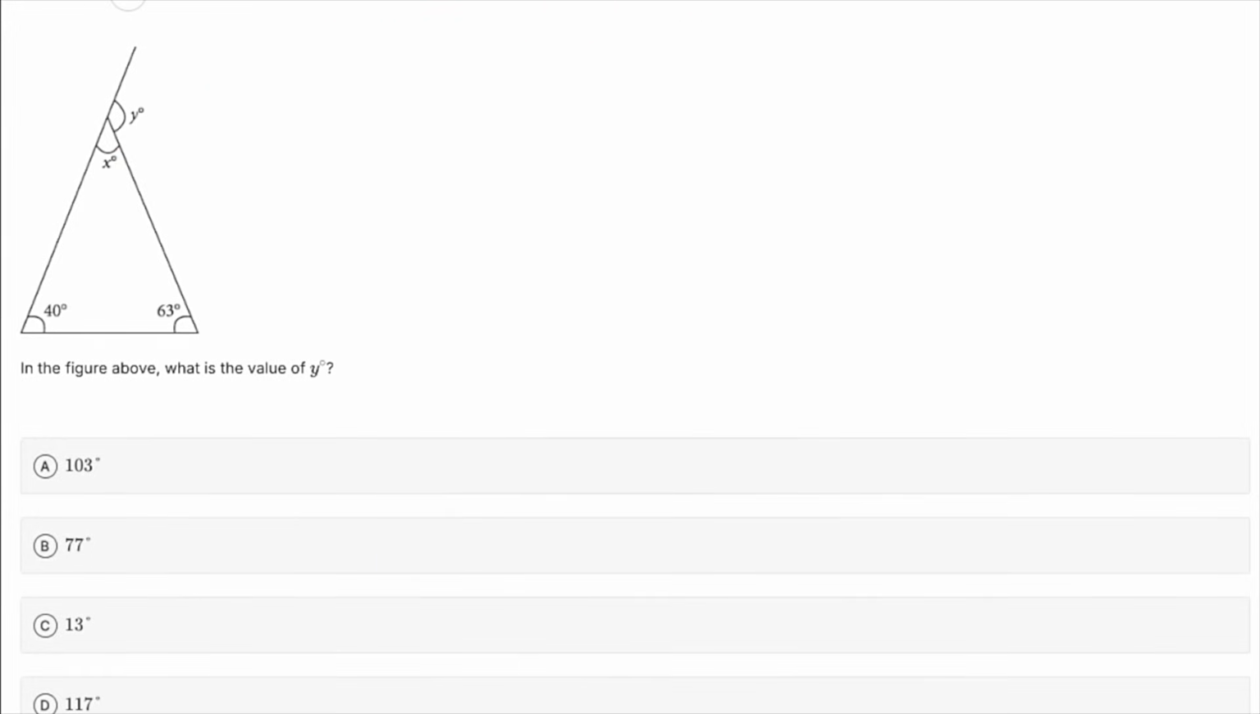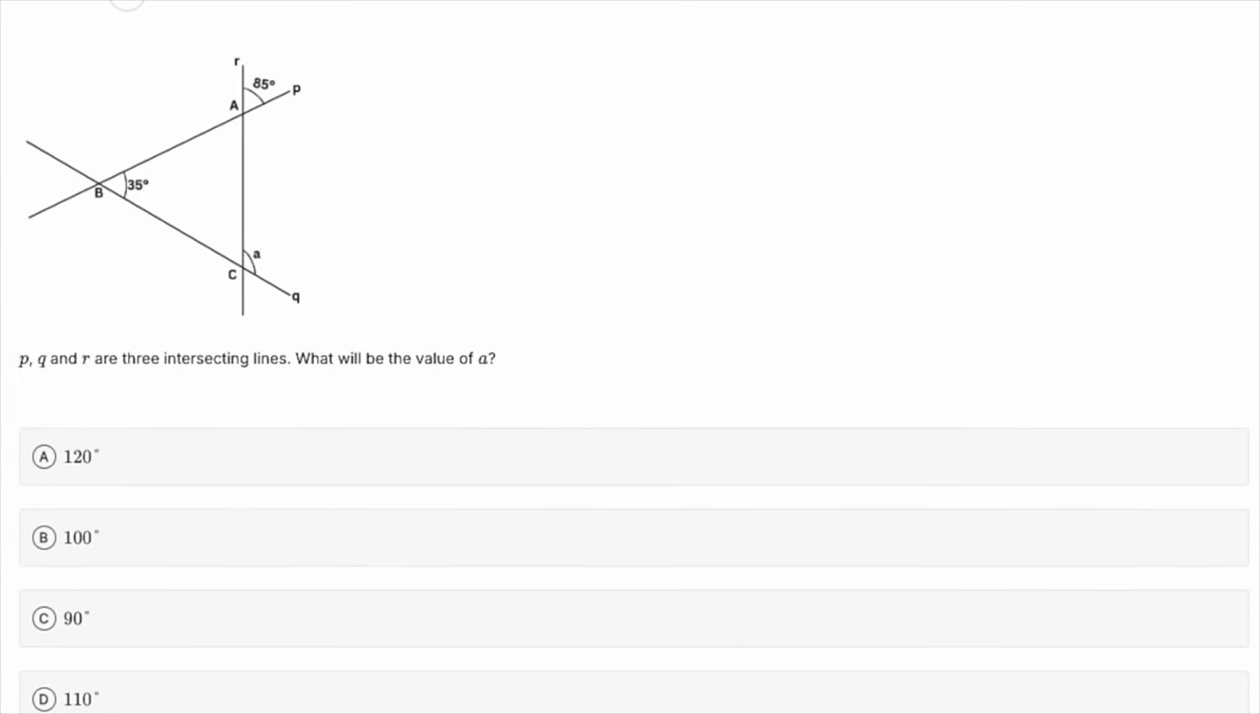All right, I'll show the answer choices in a second, but try this one on your own first. If you watched my other video, you should be able to get this in about 1 second. Yep, it's 103 because the exterior angle theorem tells us that this angle is going to be equal to these two angles. 40 plus 63 is 103.